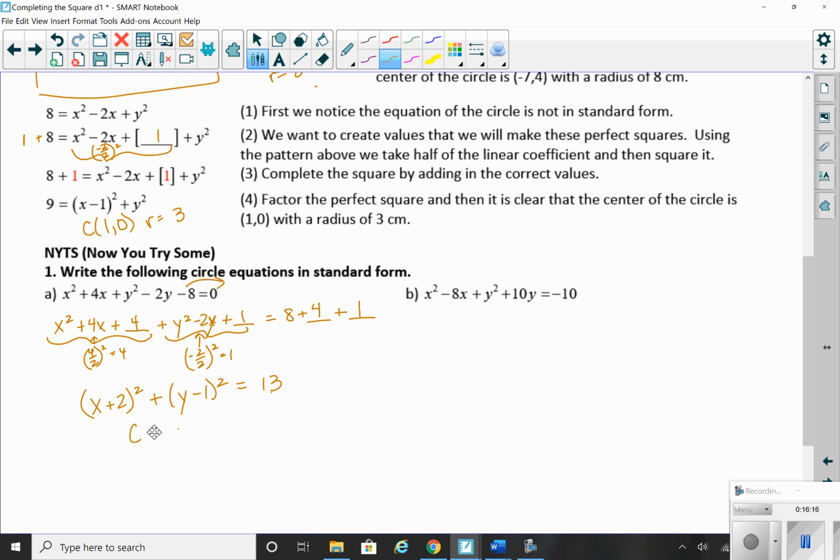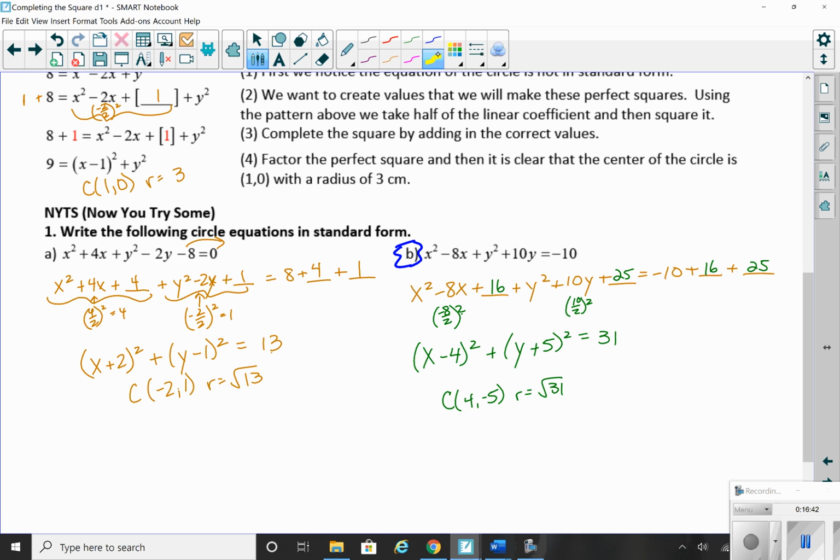So now we know that we have a circle centered at negative 2, 1, and the radius is the square root of 13. So I would like you guys to try letter B right next door. Complete the square on the x's and then on the y's, adding what you need to on the other side, and get this into the standard form of the equation of a circle. So try letter B for me right now.